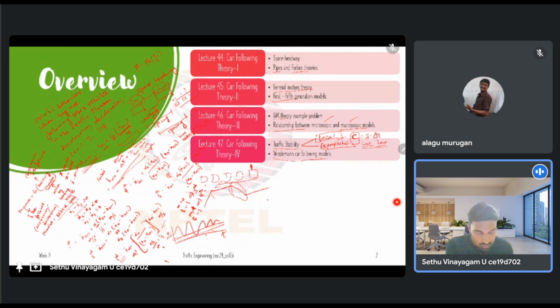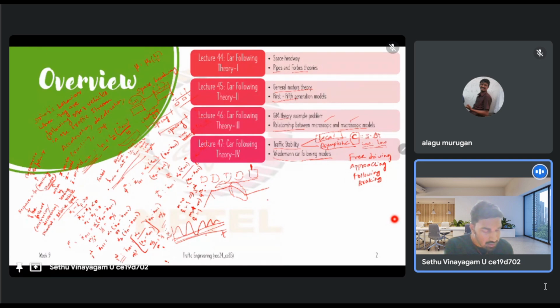And then we have Weidmann's model. So again, similar to the other models, here also we are trying to model the car following behavior, right? But here the Weidmann model defines different regions or states in which the car following can happen. Okay, so these include free driving, approaching, following, and braking. So these four regions or four states of car following are defined in this Weidmann car following model.